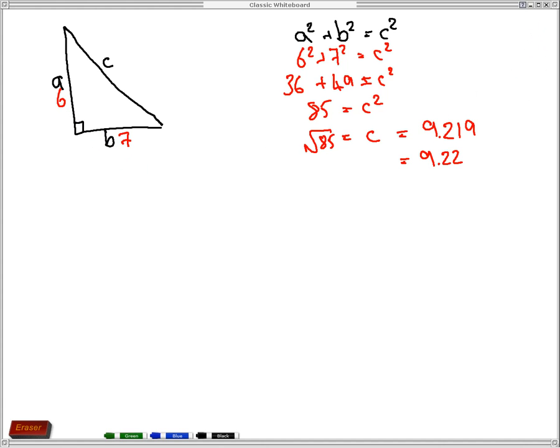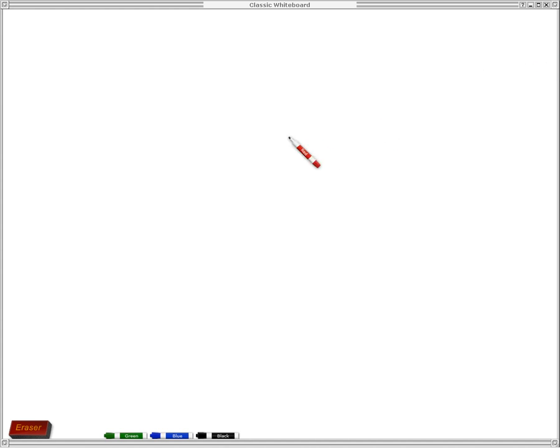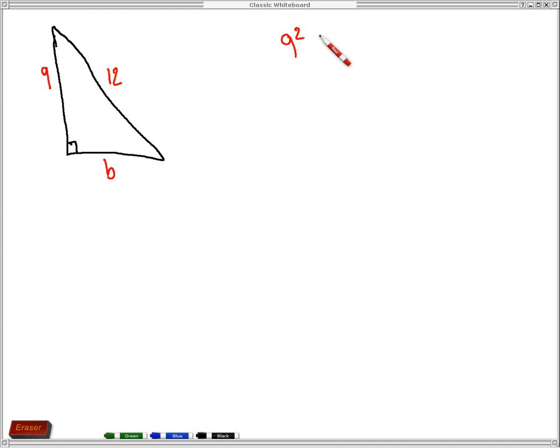Let's do another one where you have to work out one of the other sides. You're given the hypotenuse. So let's say you know that is 9, you know that is 12, and this side here is B. So we know that 9 squared plus B squared equals 12 squared.